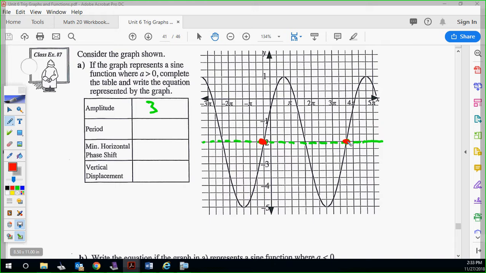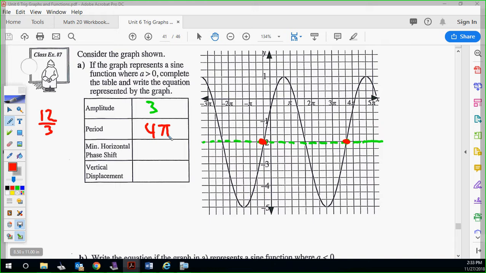Okay, so a period is 1, 2, 3, 4, 5, 6, 7, 8, 9, 10, 11, 12. So what is 12 divided by 3? The period's 4 pi. Right? Does that make sense?